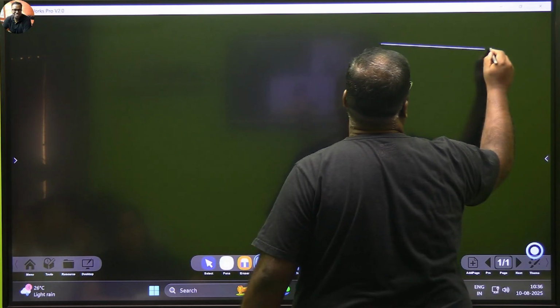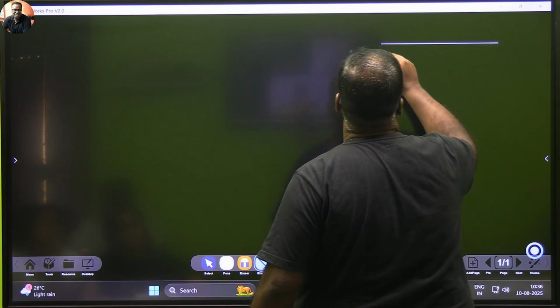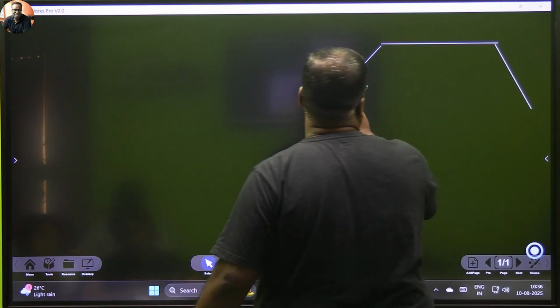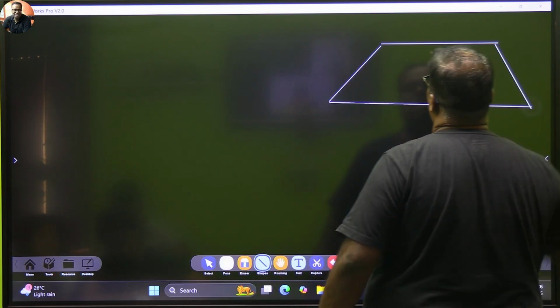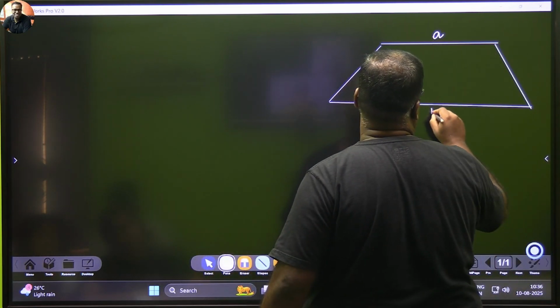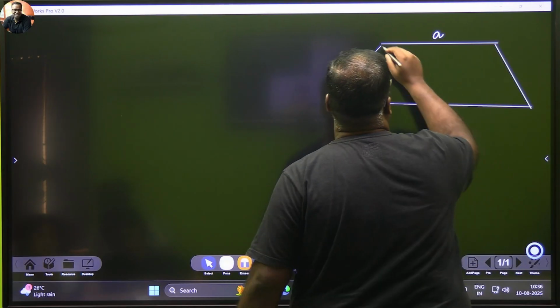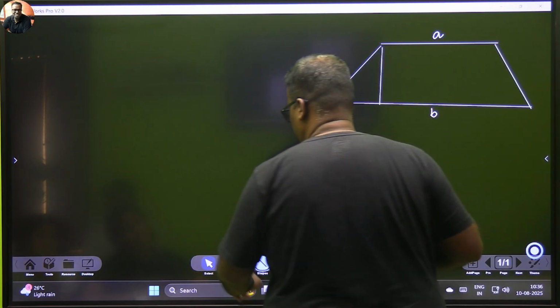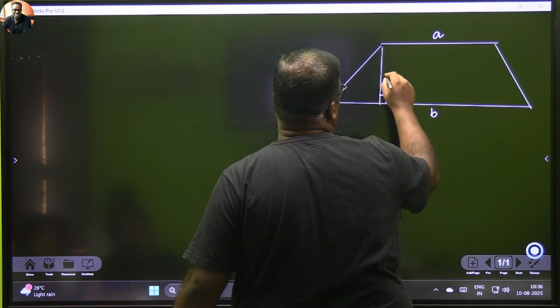The exercise: area of a trapezium. This chapter will have all questions related to the area of a trapezium. So how do you calculate the area of a trapezium? Suppose this side is A and this side is B, and we have a perpendicular. The perpendicular, as I said, can be measured anywhere, and this perpendicular's value is H.